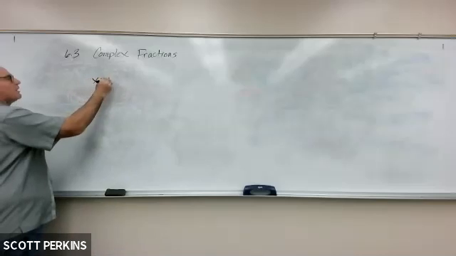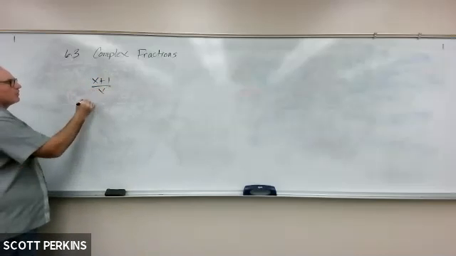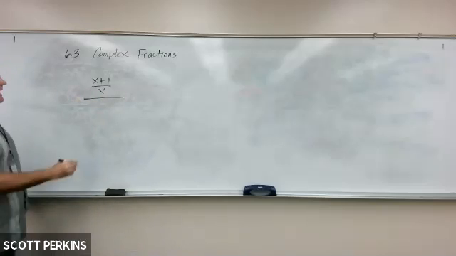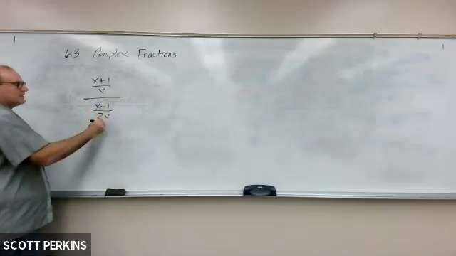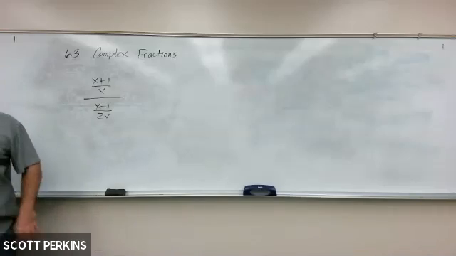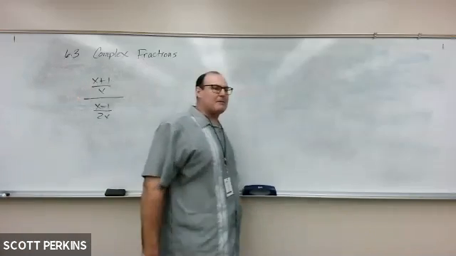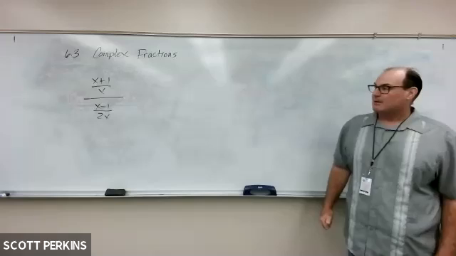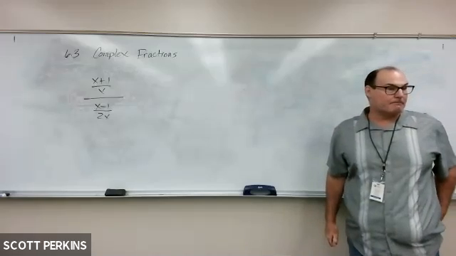I've got x plus 1 over x. That's my numerator. I'm going to put a bigger fraction bar here to distinguish. And then I've got x minus 1 over 2x at the bottom. That's a complex fraction. And they're gross, and we don't want them to be complex anymore. We want to make this into a normal fraction, because those are bad enough.